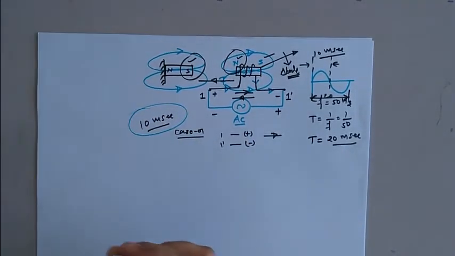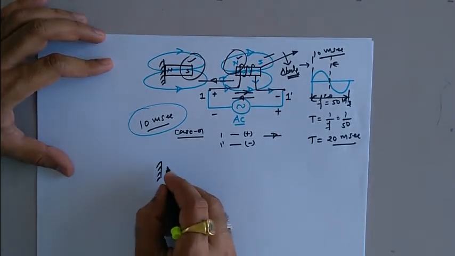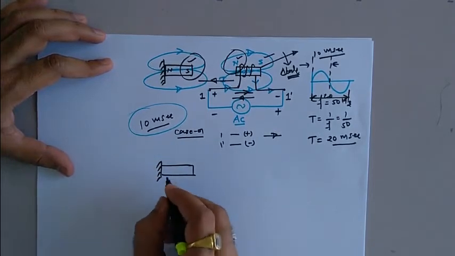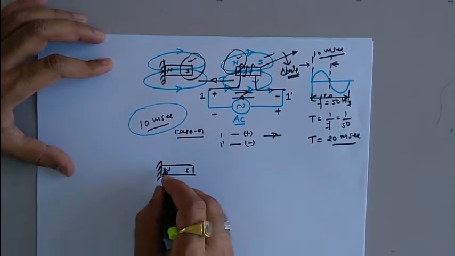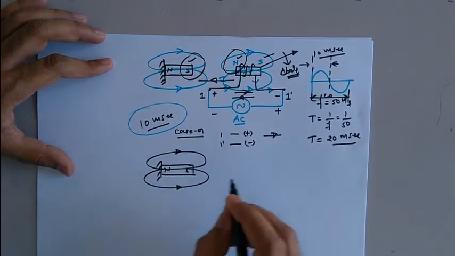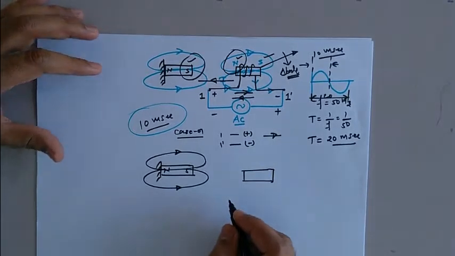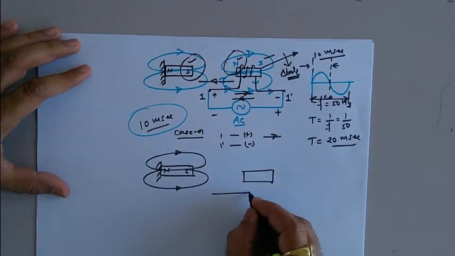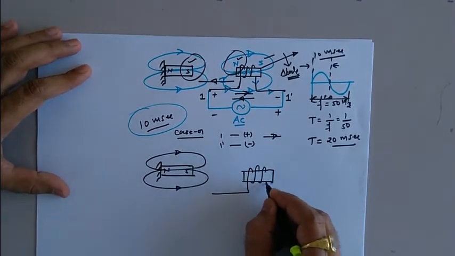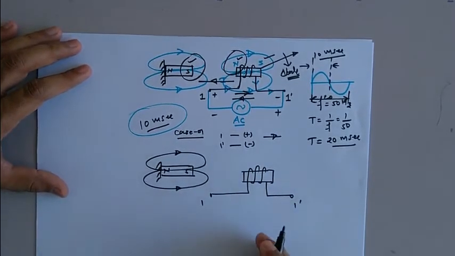Now this instant will remain only for 10 millisecond. In next 10 millisecond, what will happen? We will have the arrangement like this. This will remain as it is, north pole, south pole. There will be a magnetic field like this. Then here we are having a coil. This terminal is 1 and this terminal is going to be 1 dash.